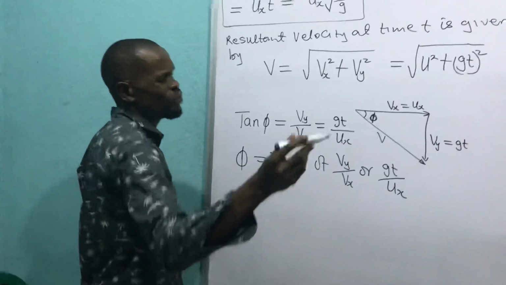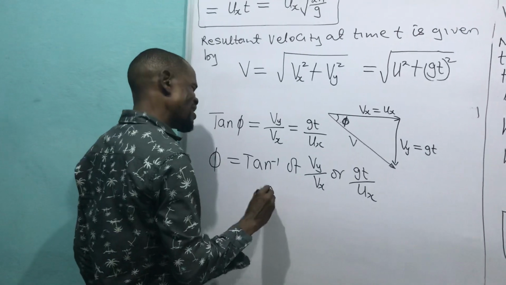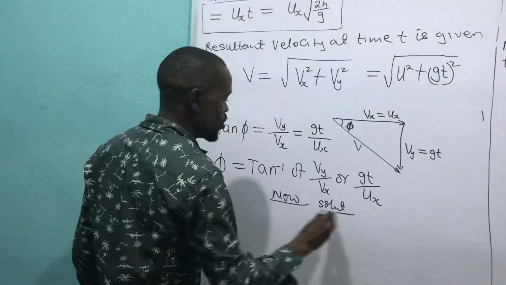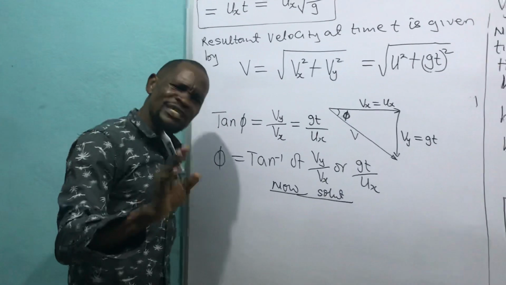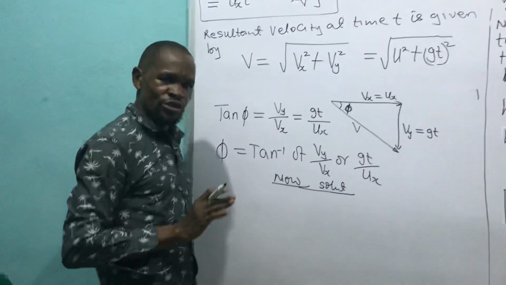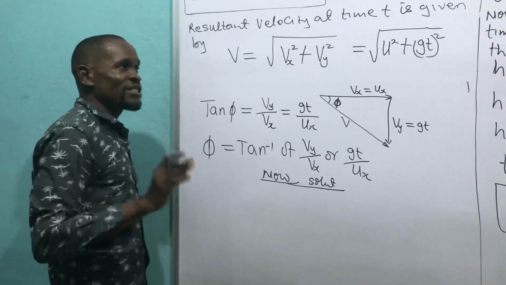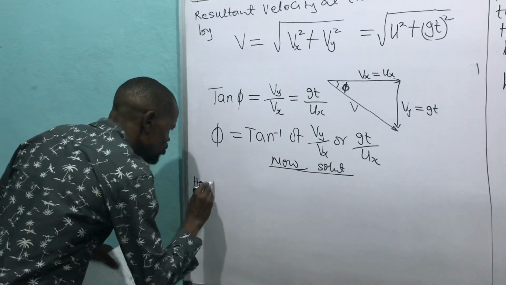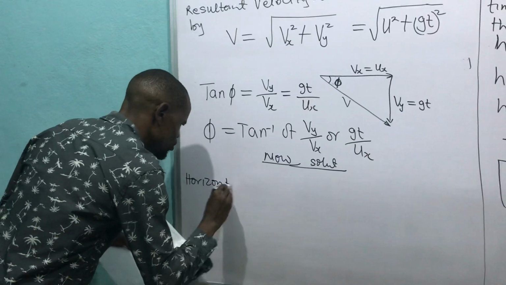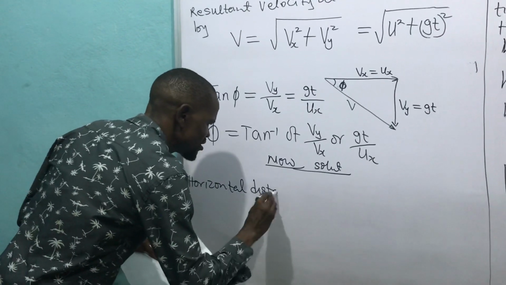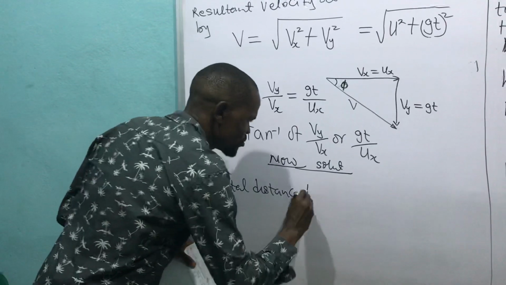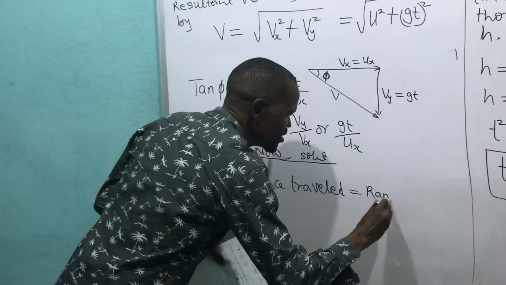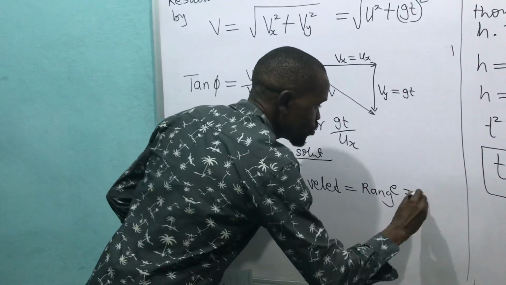Now let us solve the equation they give us. With this, I can answer now. Let's solve the equation. That's where the solution of that question starts. What they ask us is the horizontal distance traveled. Horizontal distance traveled, which we know as range as well.